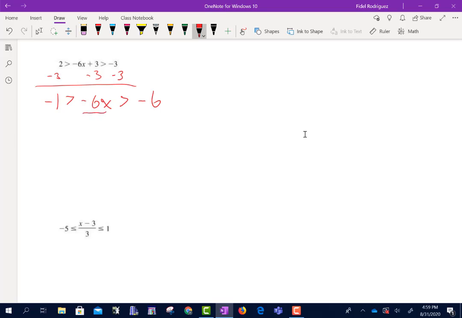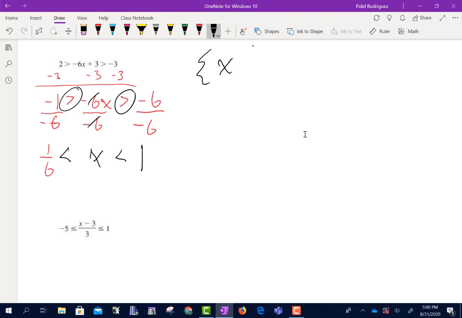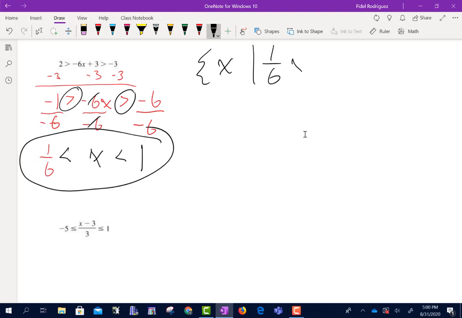Okay. 2 minus 3, negative 1 is bigger than negative 6x, which is bigger than minus 3 minus 3, minus 6. Okay. Now let's divide everything by a negative 6. So negative divided by negative, that's just positive 1/6. Because we're dividing by a negative, my inequality signs are now going to flip. Negative 6 divided by negative 6, positive 1.